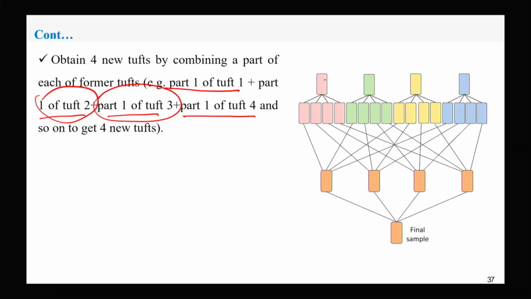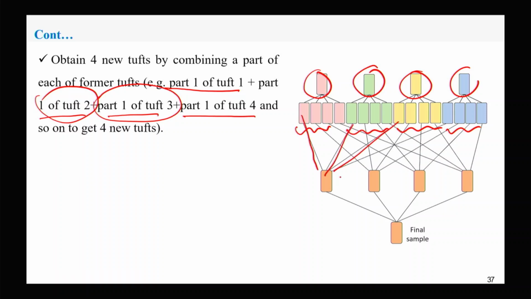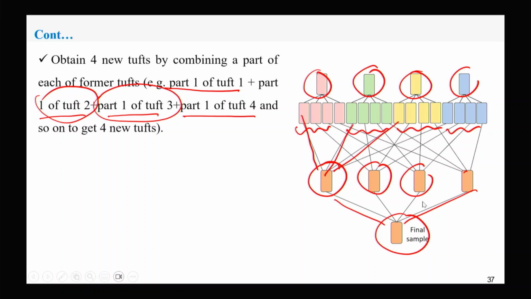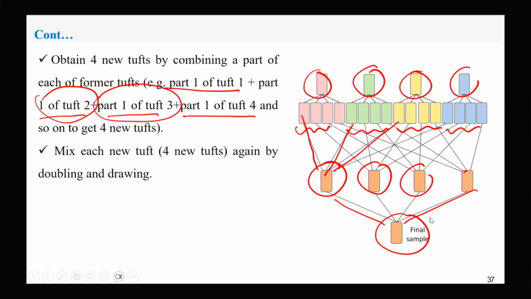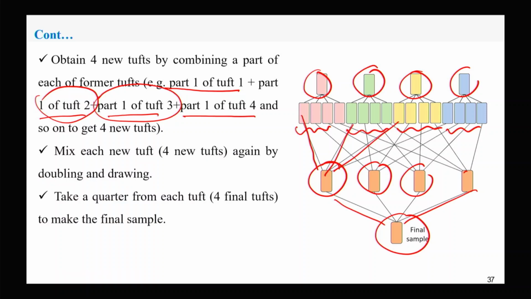So what we are doing: we have different tufts, and we divide them into 4 sub tufts, small tufts. Then we take part 1 of each tuft, all part 1, so we get 1 tuft. Then part 2 again, and we get the final. Each time we are eliminating or rejecting half the portion of this. So this is another zoning technique.